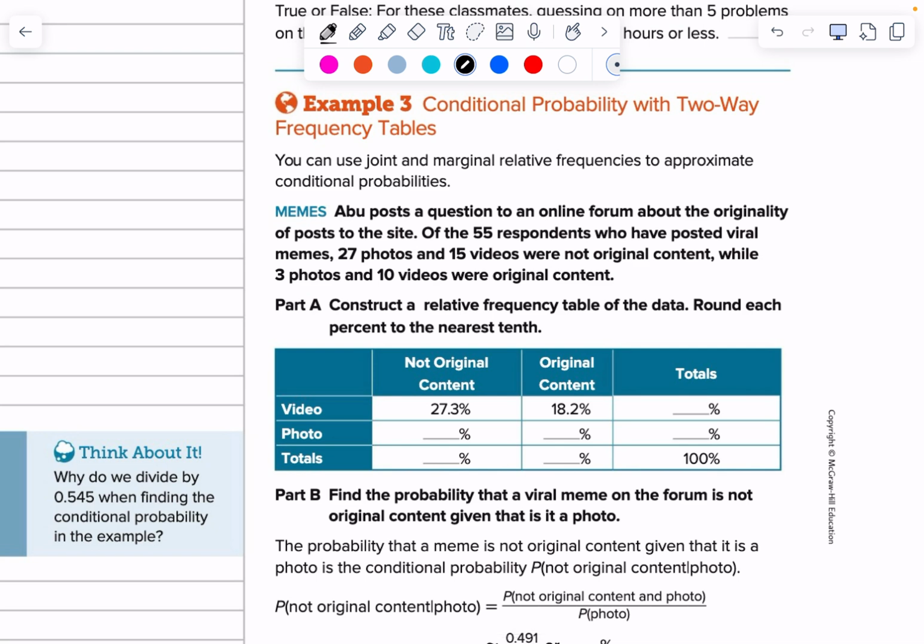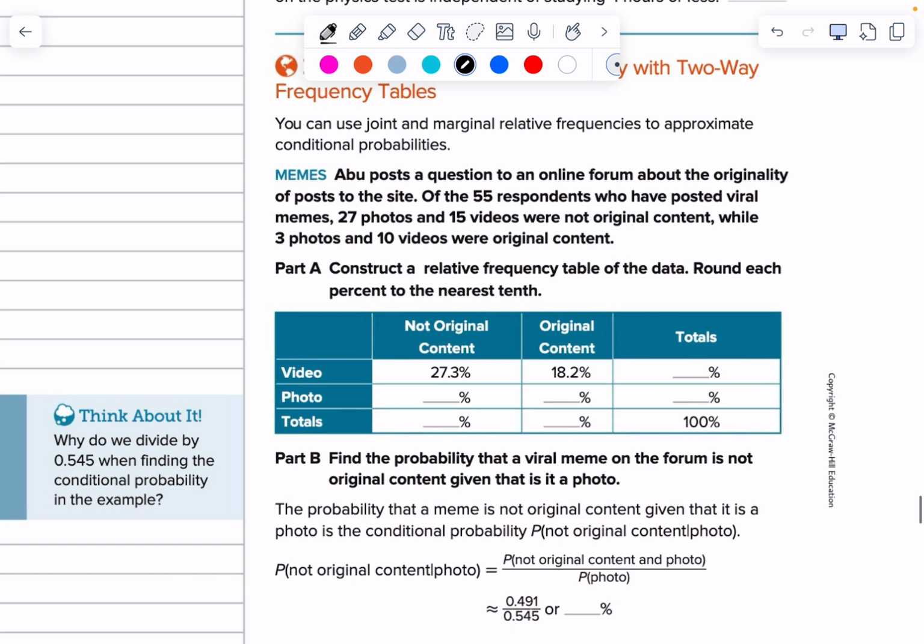Okay. What is this one? Skip. No, I like this one. Let's do this.